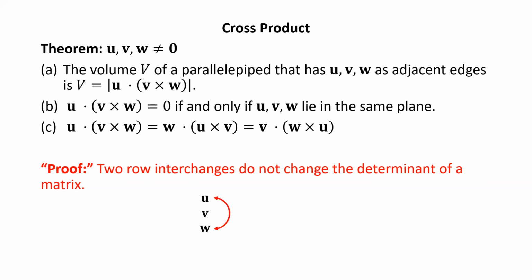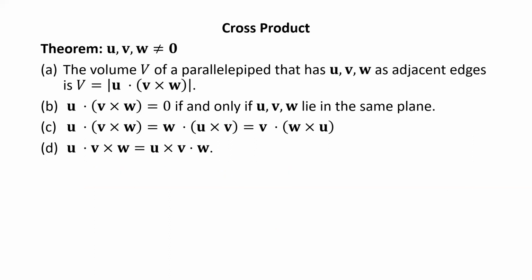So if we interchange rows corresponding to u and w, we get w v u. And then if we interchange the rows corresponding to v and u, we get w u v, right? So in other words, u dot v cross w is w dot u cross v. And we get the second equation there either by doing exactly the same thing or just doing a substitution of variables.